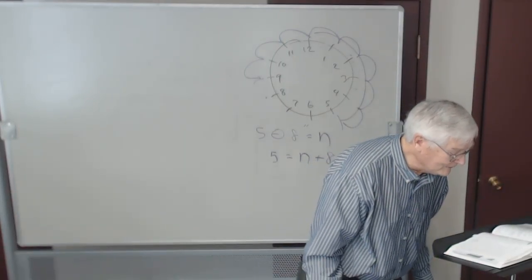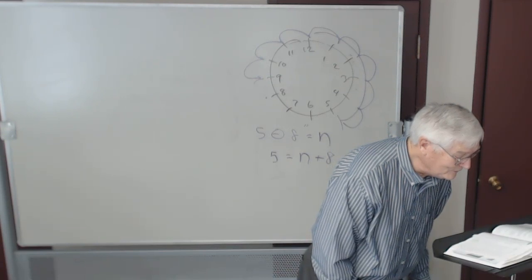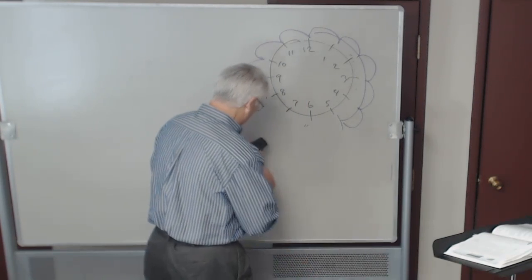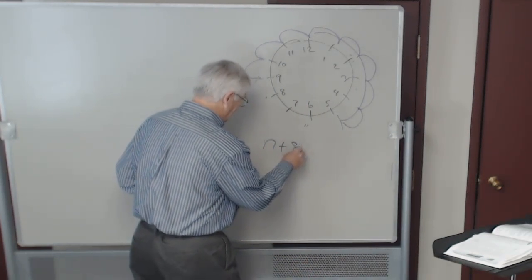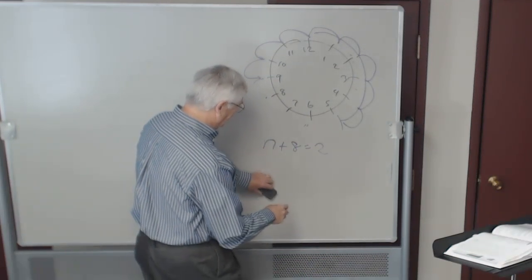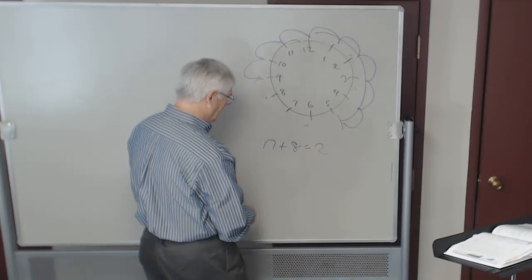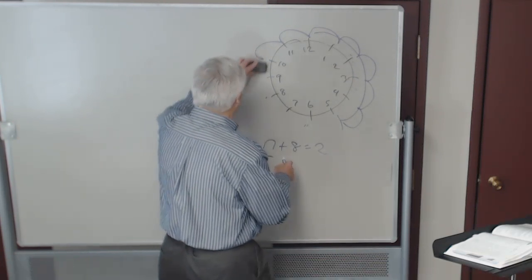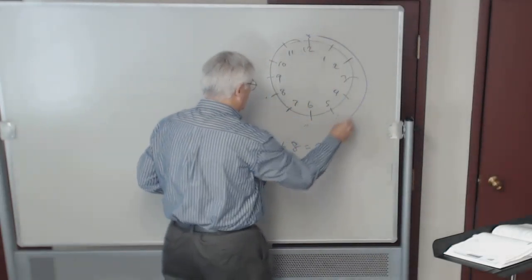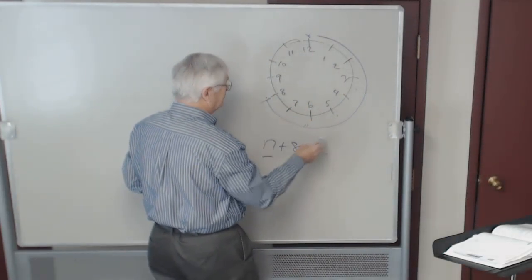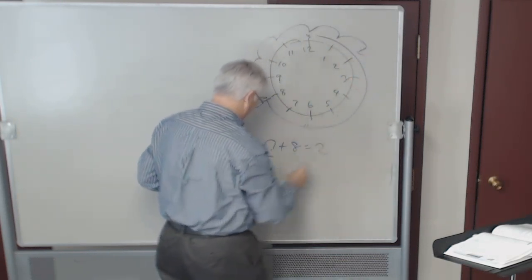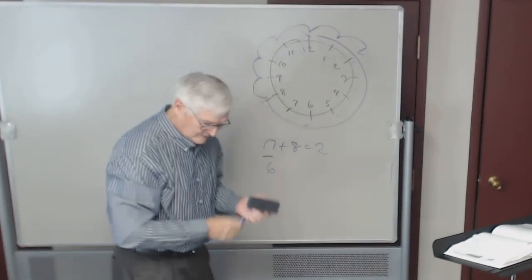Oh, now that I've showed you that little trick, 15 through 22, for 16, n plus 8 is 2. So if it says n plus 8 is 2, it means what number do I add to 8? Let's erase all this. I go around to 8, and then I add something to get to 2. 1, 2, 3, 4, 6. So n is 6.